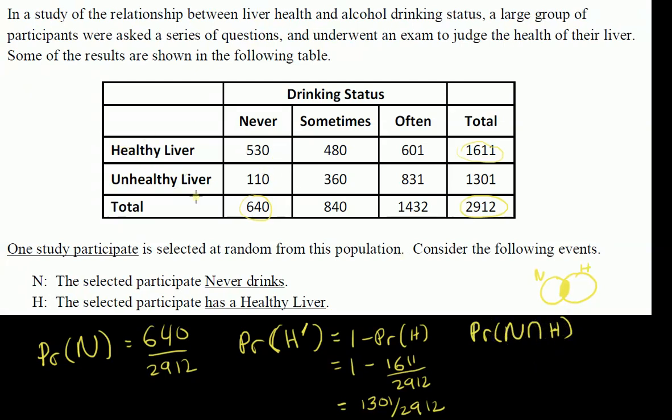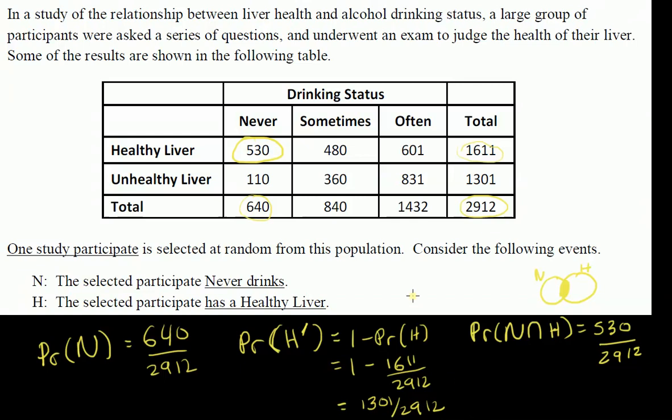So never drinks, and here's never drinks and healthy liver. How many people meet that criteria? We got a whopping 530 people out of the entire group, 2912. So 530 out of 2912. That would be the probability of never drinks and has healthy liver.